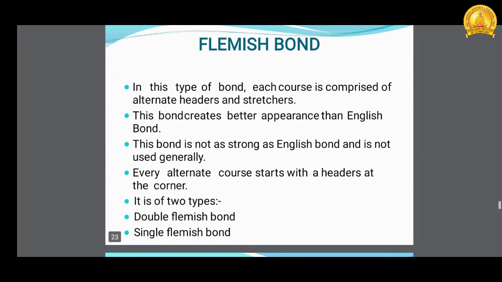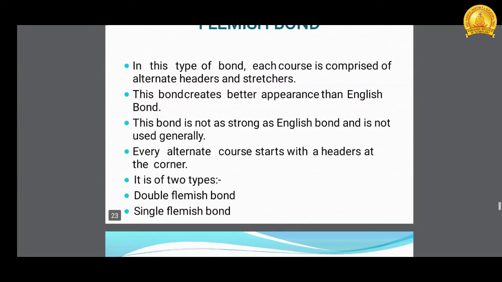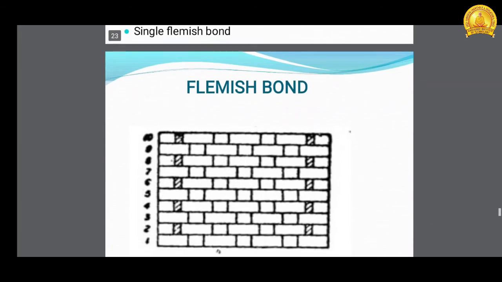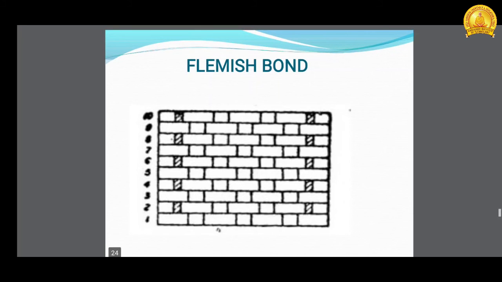Every alternate course starts with a header at the corner. It is of two types, double Flemish bond and single Flemish bond. This figure shows how a Flemish bond looks like.